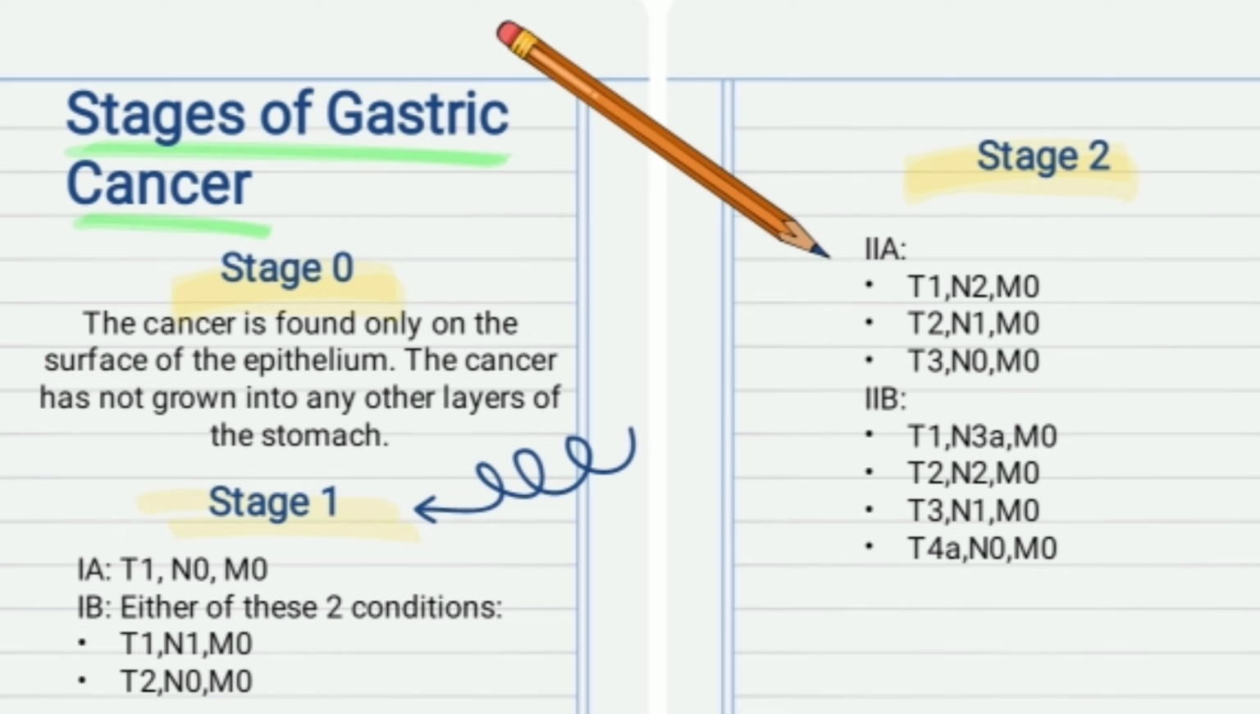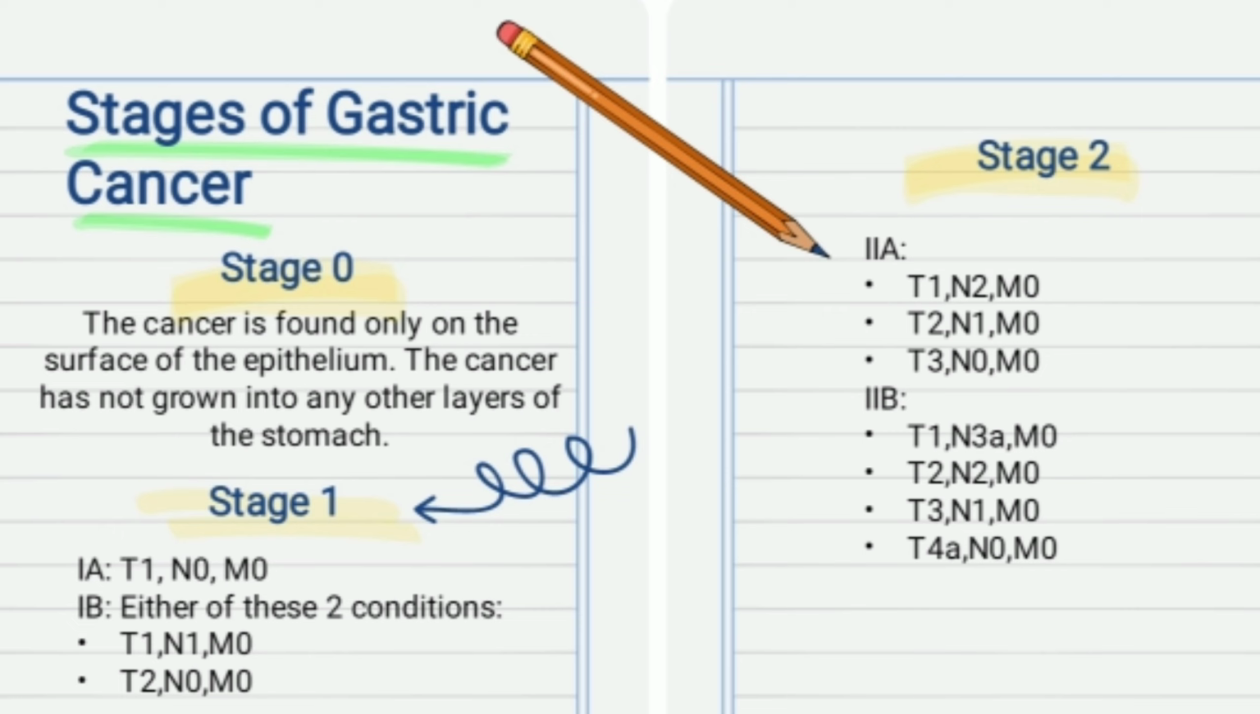Stomach cancer is called stage 2A for any of these conditions. First, the T1N2M0, meaning the cancer has grown into the inner layer of the wall of the stomach and it has spread to 3 to 6 lymph nodes but not elsewhere. Next, the T2N1M0, meaning the cancer has grown into the outer muscular layers of the wall of the stomach and it has spread to 1 to 2 lymph nodes but not elsewhere.